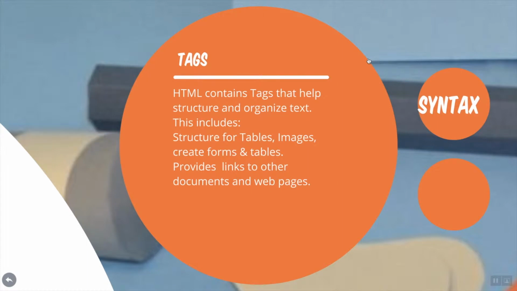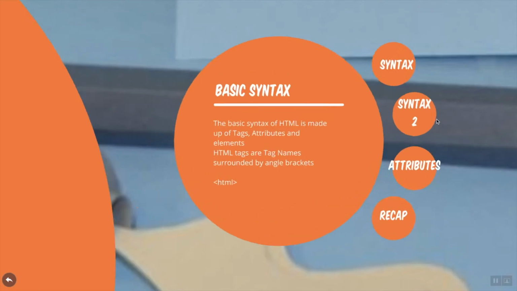In HTML, you have tags. HTML contains tags that help structure and organize text. It includes structure for tables, images. It also provides structure for any forms that you create and in tables. And it provides links to other documents and other pages.